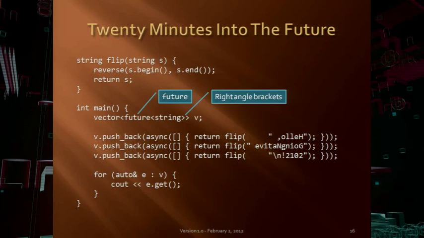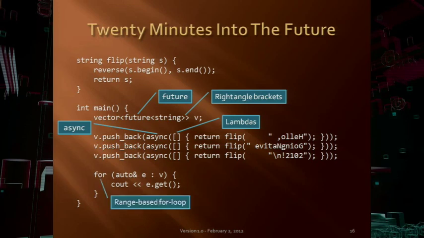Let's see, async, that is a standard library function. It lives in the future header. Oh, and I'm using lambdas. That's a big feature in C++11 that was implemented in VC10. Flip, that's an ordinary function call. Oh, look, I've got a range-based for loop. That's new to C++11, not supported in VC10. And I'm using auto. I'm saying for every element, e means element, in this vector, I want to print out getting the future's value. Here, it's a vector of futures, and it has a get member function.